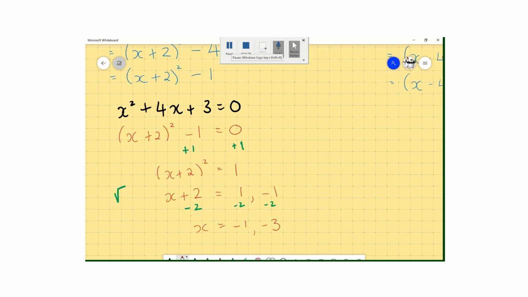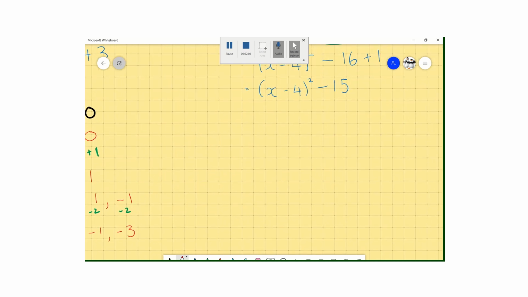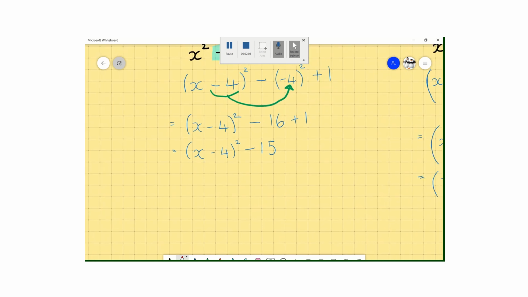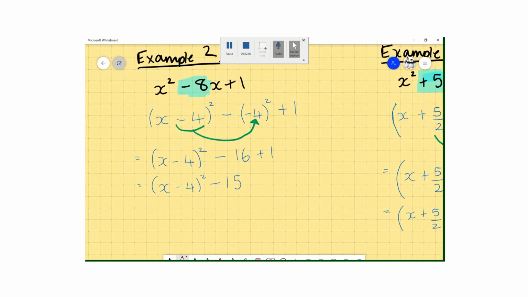Now, one of the reasons that we often complete the square is because an equation can't be factorised. That previous one could be. But if we look at this one, it can't be factorised. There's no way that we can factorise x squared minus 8x plus 1. But we can still find solutions. They just won't be whole numbers.